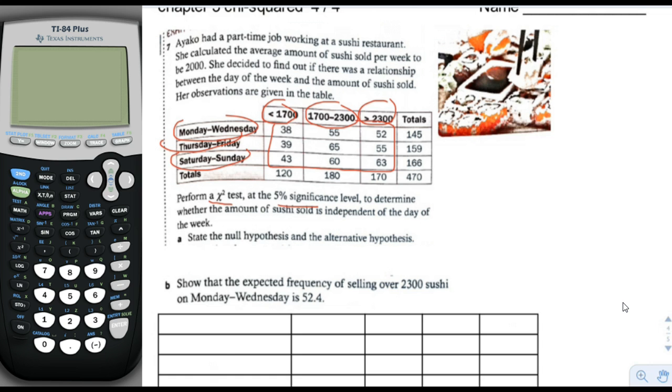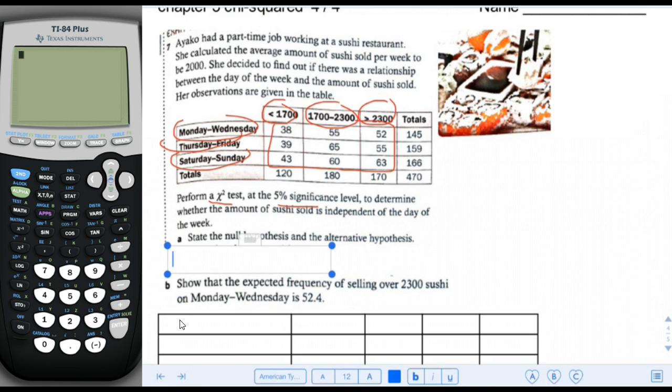State the null hypothesis. The null hypothesis, H0, is that the two categories are independent. So we could say day of the week and sushi sold is independent. As usual, I spelled independent wrong. Typed it wrong, at least.